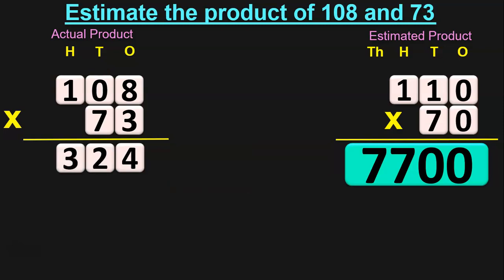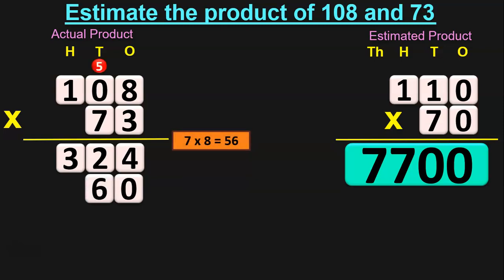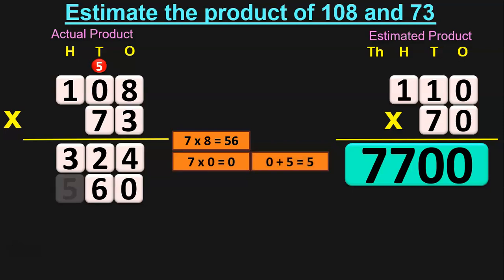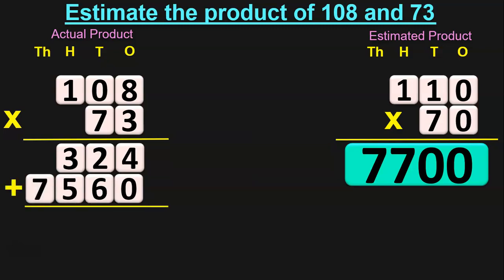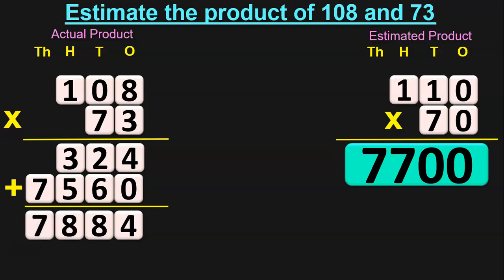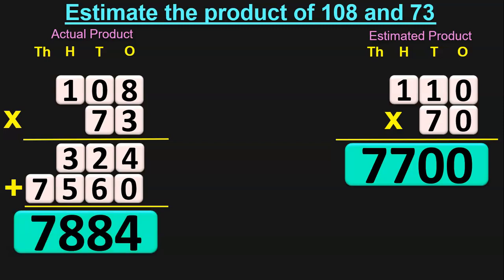Next 3 into 1 is 3. Next we'll have to multiply 108 by 70 because 7 is in the tens place. So add a 0 in the ones place. Multiply by 7 now. 7 into 8 is 56. 6 carry over 5. 7 into 0 is 0. 0 plus 5 is 5. Next 7 into 1 is 7. So the answer will be obtained by adding these two products. 4 plus 0 is 4, 2 plus 6 is 8, 5 plus 3 is 8 and 7 in the thousands place. So the answer is 7884. We have arrived at a very close answer with respect to our estimation.